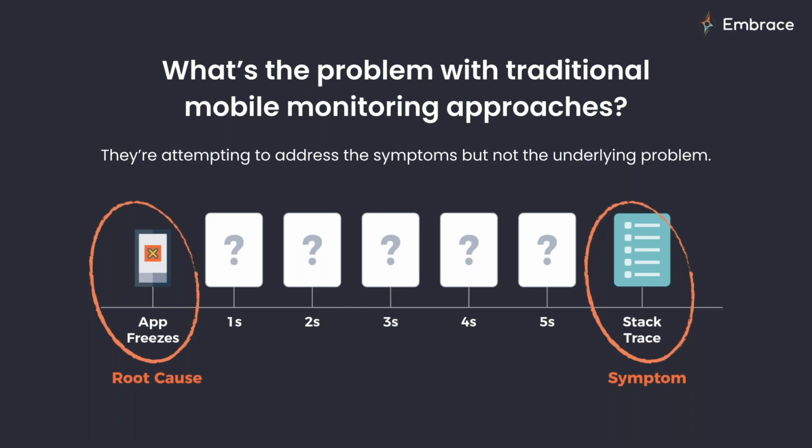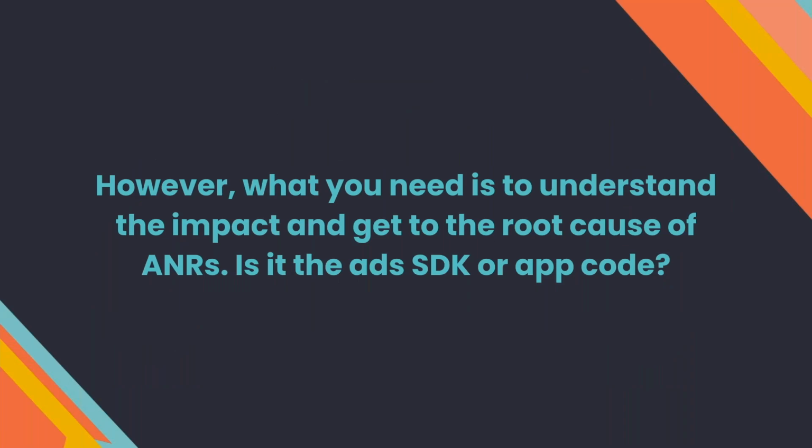This is why so many mobile developers get frustrated when looking at the ANR data provided by Firebase or Google Play Console. They're really trying to solve an issue with data that doesn't tell the full story. Also, because apps can freeze in many ways, the same final stack trace can stem from any number of initial conditions. So rather than focusing on the symptom, let's focus on the root cause.